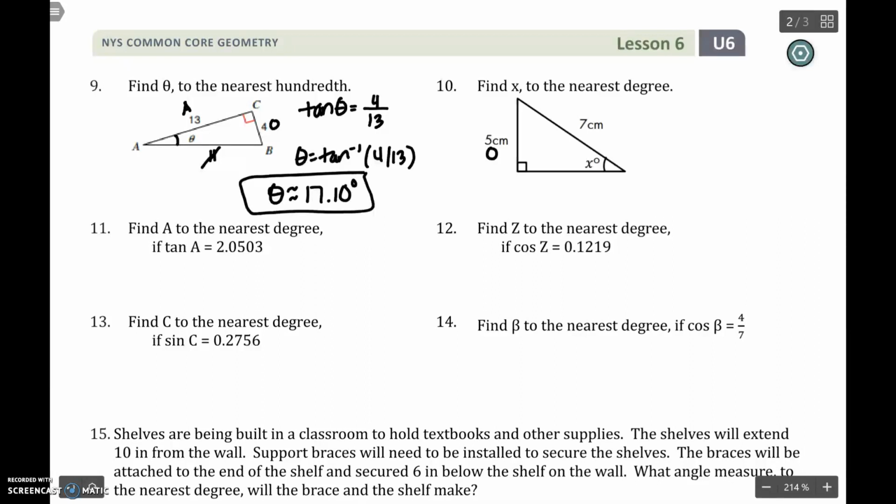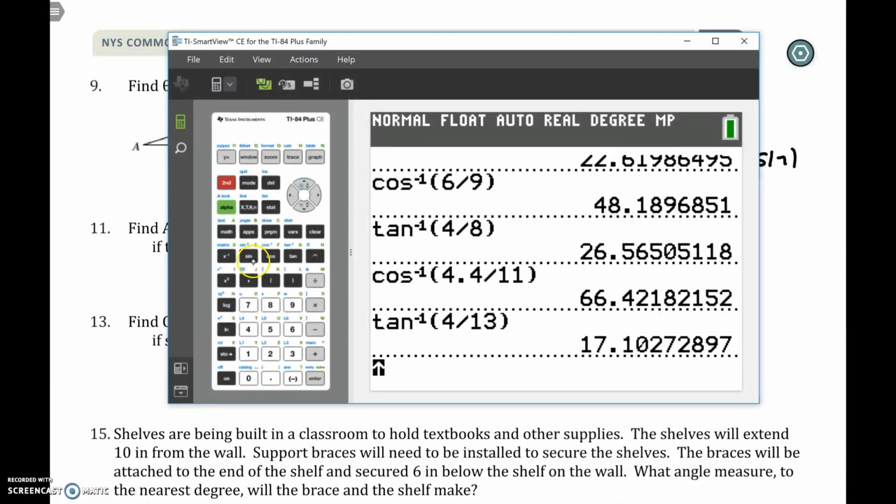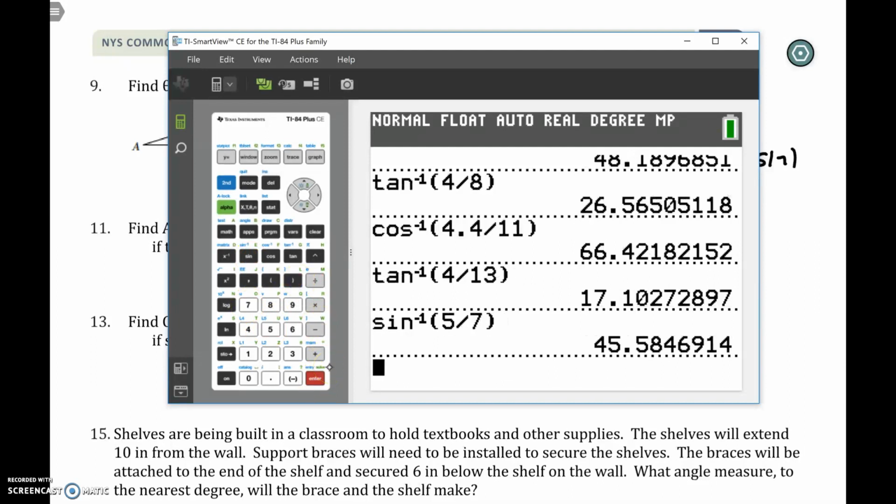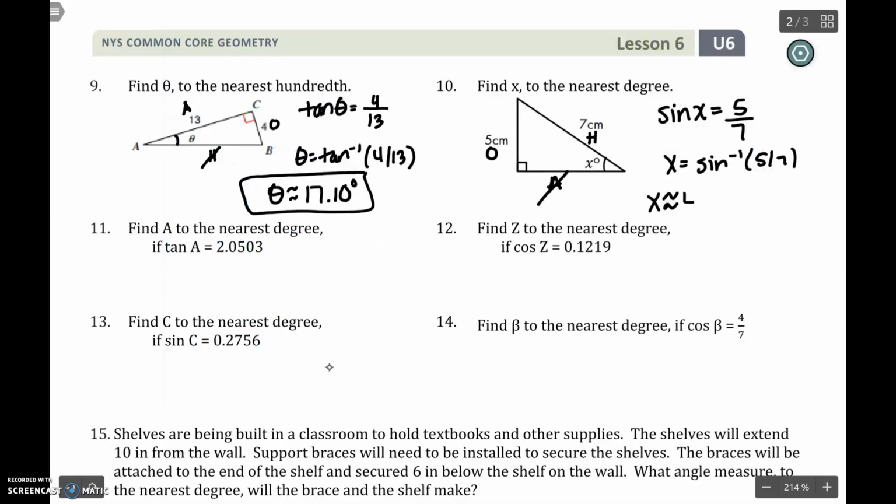And then x across from it is the 5, the 7 is the hypotenuse, the adjacent is blank, O and H is sine. So sine for x is opposite over hypotenuse, 5/7. We'll do the inverse sine on both sides, and then we'll type this in and it says to the nearest degree. So second sine, 5 divided by 7, 45.5, which would be 46 degrees.